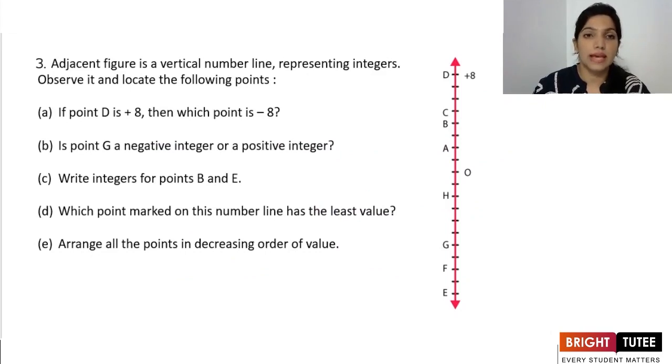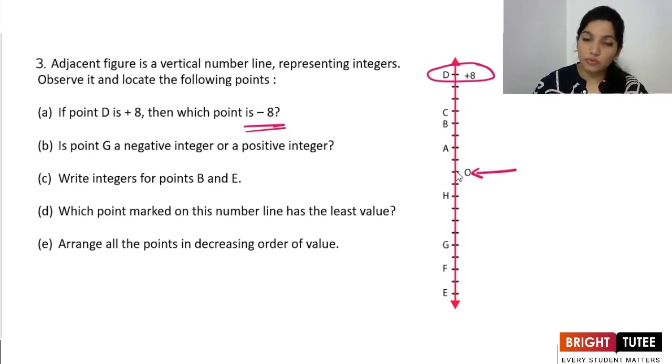This question says the adjacent figure is a vertical number line representing integers. Observe it and locate the following points. You have a number line here marked with A, B, C, D, E, F, G, and let's see how we can write the numbers related to it. If point D is plus 8, see here we have this D point and it is showing plus 8 with the D. Then which point is minus 8? We need to locate just the opposite of it. Starting from 0, this is the 0 level, right?